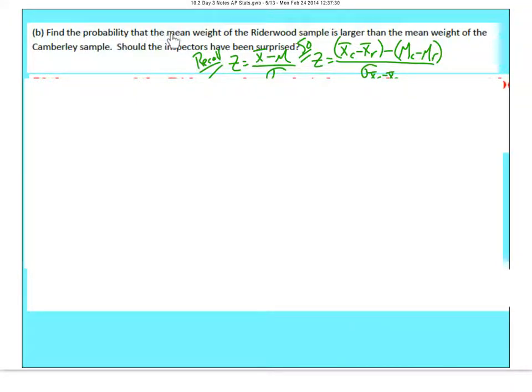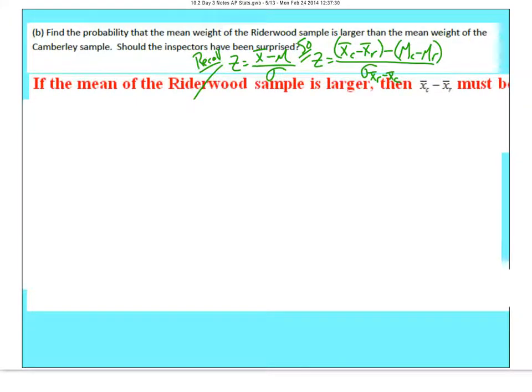Find the probability that the mean weight of the Riverwood sample is larger than the mean weight of Camberley, and should the inspectors have been surprised. So I have to be careful on how I define my variables first of all. Remember, the mean of the Riverwood sample is larger, so it actually has to be negative.